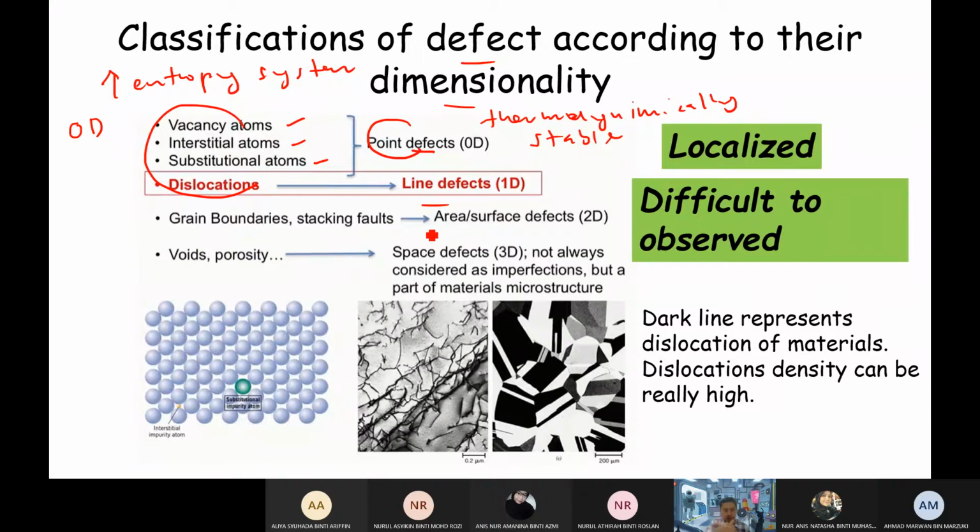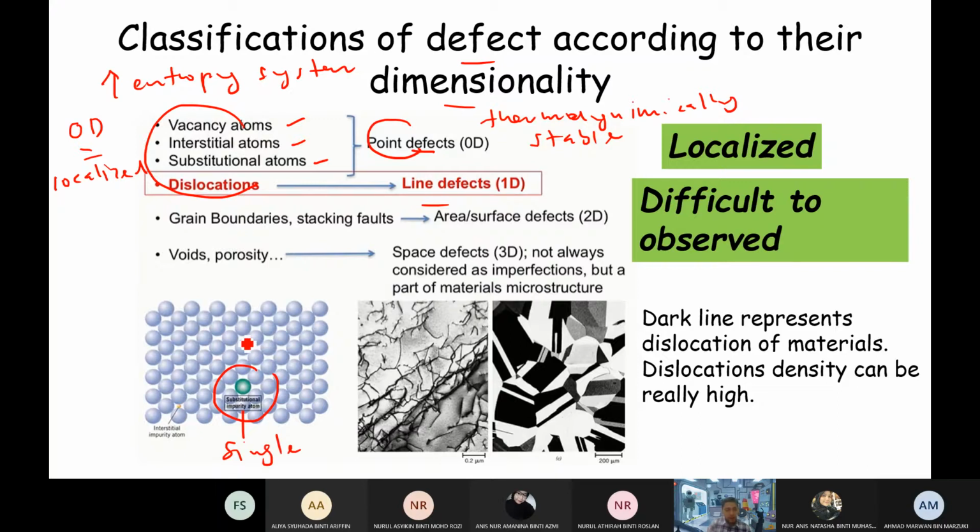What does that mean by a zero-dimensional defect? Meaning that they are very localized. If we talk about an individual atom, the strain or the deformation of the crystal around them is very small, because you can see here that this type of defect is very localized, involving only a single atom.